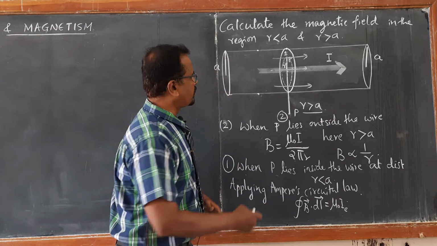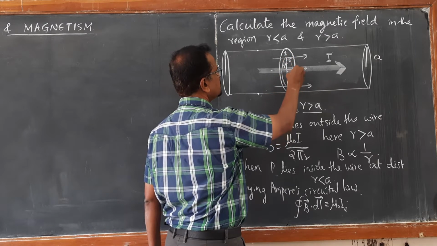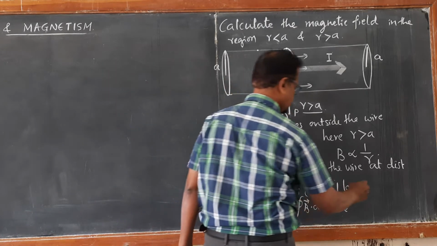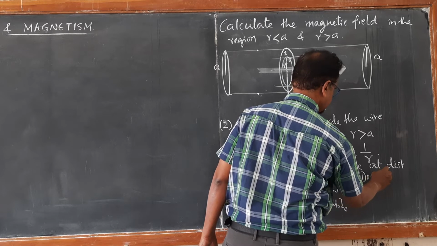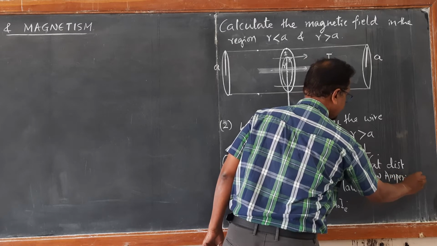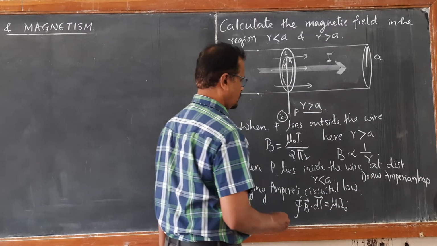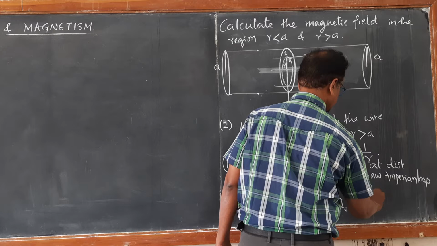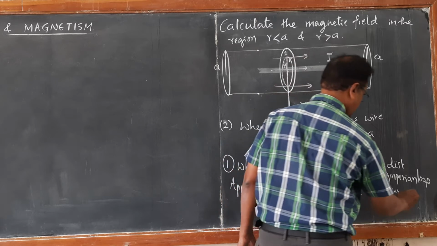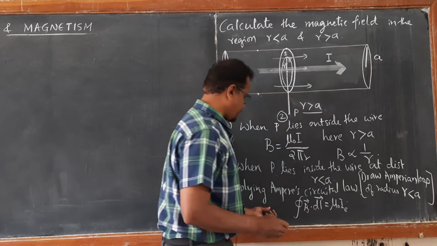How do you apply? You have to draw an enclosing Amperian loop. So here you have to draw an Amperian circular loop of radius r, such that this r is less than a. After drawing this loop, now we are applying Ampere circuital law.